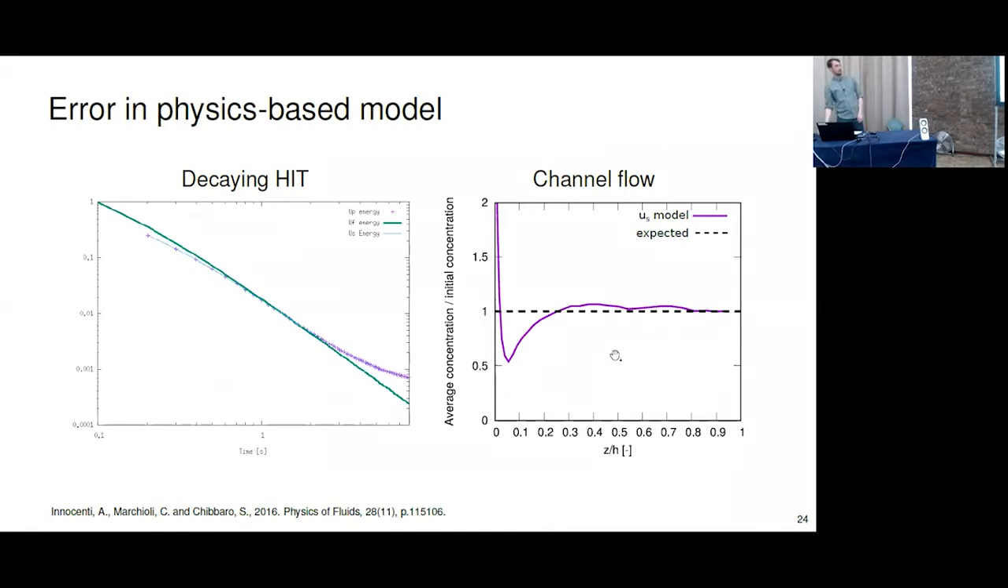And then if we have a channel flow, the distribution of tracer particles should be uniform, because the density distribution of the fluid is uniform. It's incompressible flow. Then what happens is the particles move towards the wall, but they still maintain their velocity as when they were in the mean flow. So then they all cluster at the wall, and it violates the laws of physics.